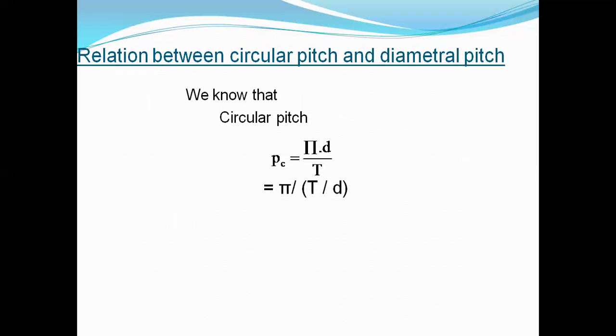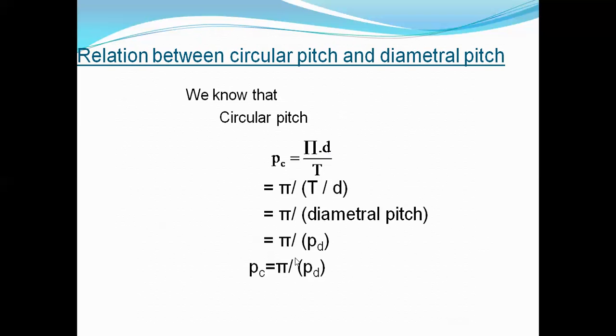So we know that circular pitch PC is equal to pi D by T, that is equal to pi into T by D, so pi by diametral pitch. Here it is pi D by T; if we bring D down, it becomes T by D. And pi T by D means the diametral pitch, pi by PD. So circular pitch is equal to pi by PD, that is PC into PD. Circular pitch and diametral pitch product is equal to pi.